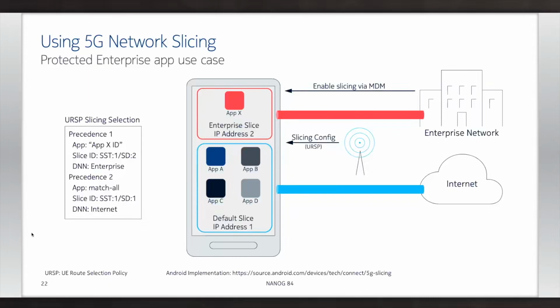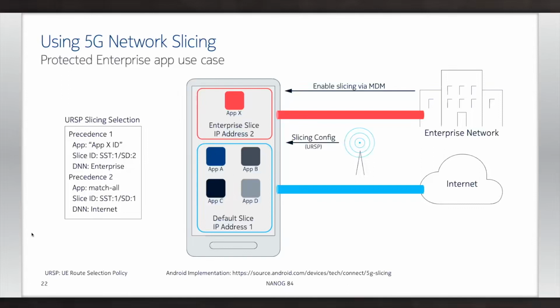So the first requirement here is obviously that agreement between the enterprise and the operator, so that the operator can establish the slicing infrastructure and provision all of that into the network. Then the enterprise, and here in this slide, I'll just mention that I'm showing the Android specific implementation. You have a link at the bottom of the slide that has a little bit more details on how Android implements this. So you need to enable slicing through MDM, through device management. So the enterprise will tell the device, hey, you need to use slicing.